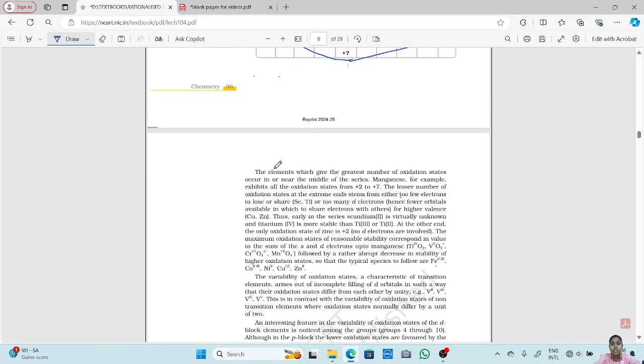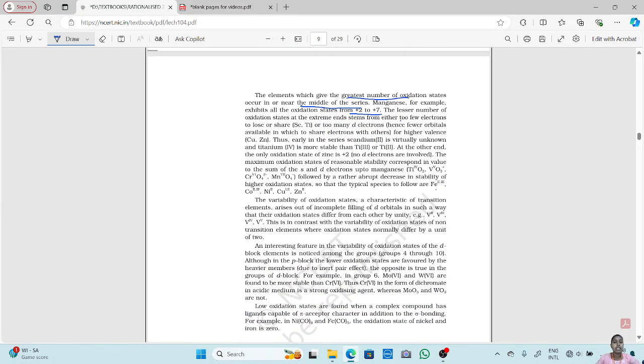Now the elements which give the greatest number of oxidation states occur near the middle of the series, that is manganese. Basically the ones which show a greater number of oxidation states are seen in the middle of the series. For example, manganese shows the oxidation states of 2 to 7. That is the maximum oxidation state.